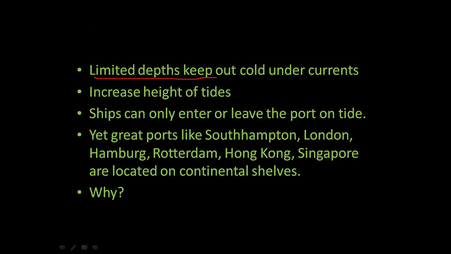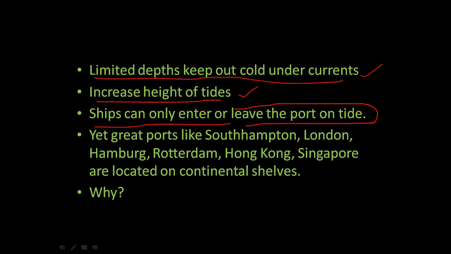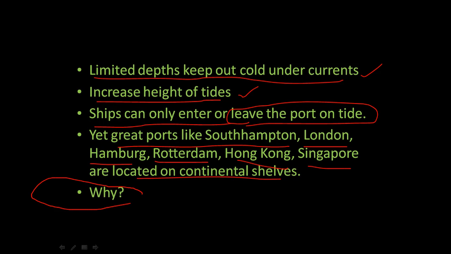Well, the limited depths keep out cold undercurrents. This we can understand. Secondly, since the depth is limited, the height of the tide rises. Well, ships can only enter or leave the port on tide. So this can be a disadvantage. Yet, great ports like Southampton, London, Hamburg, Rotterdam, Hong Kong, Singapore are all located on continental shelves. Why? I tried to find this answer, but I couldn't find it. If someone finds it, please write in the comments.